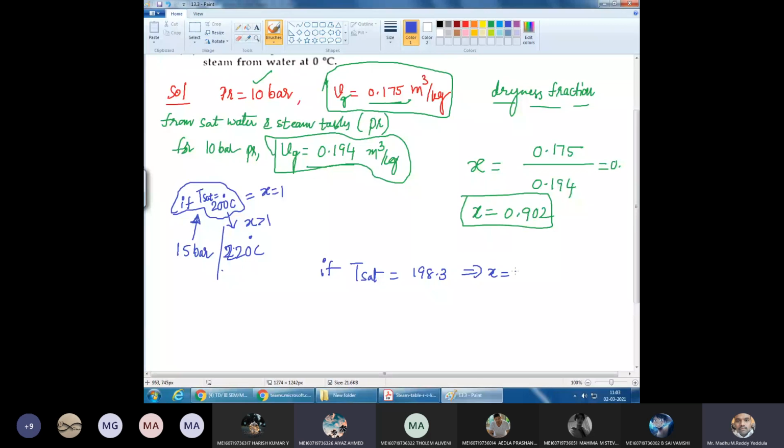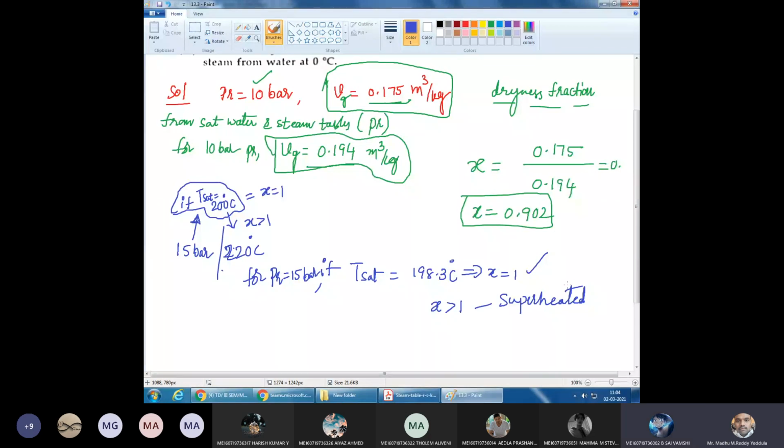Less than 1, yes or no? For pressure 15 bar, if the saturation temperature is 198.3 degrees centigrade, that is nothing but dry and saturated steam, that is X equals 1. But in the problem, the given temperature is greater than the saturation temperature, therefore the steam will become superheated. Therefore the quality is greater than 1, so the condition is superheated. Is it clear or not? Very, very important.